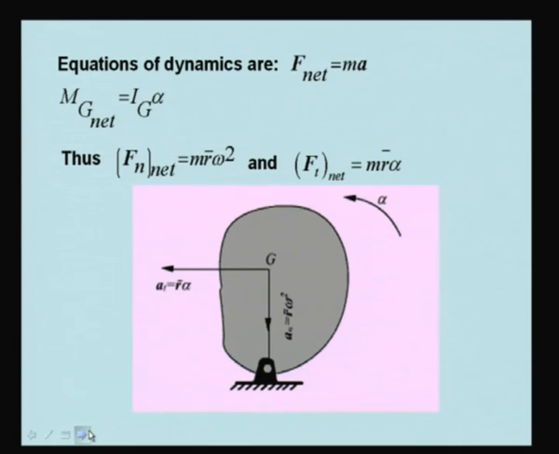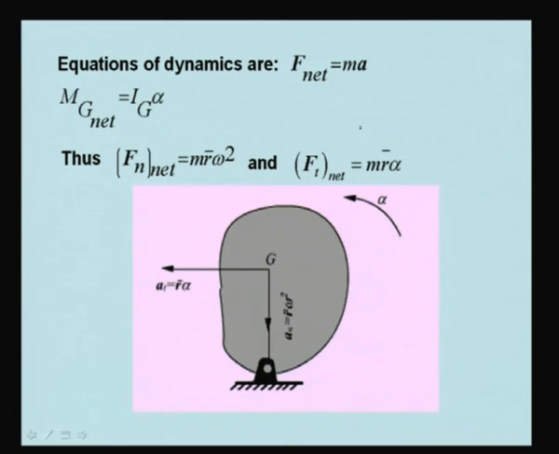Then the equations of dynamics are basically these. We always get these two equations: F net is equal to mass times acceleration and Mg net is equal to Ig times alpha. Now F net is equal to m a. This is basically a vector equation. We can make out two scalar equations here. One is F normal net equal to m r bar omega square, and F tangential net is equal to m r bar times alpha.